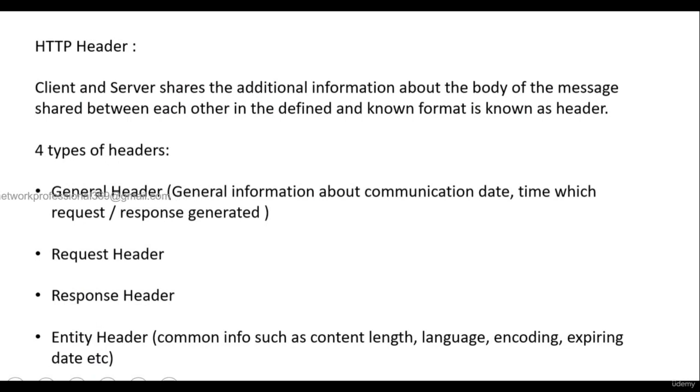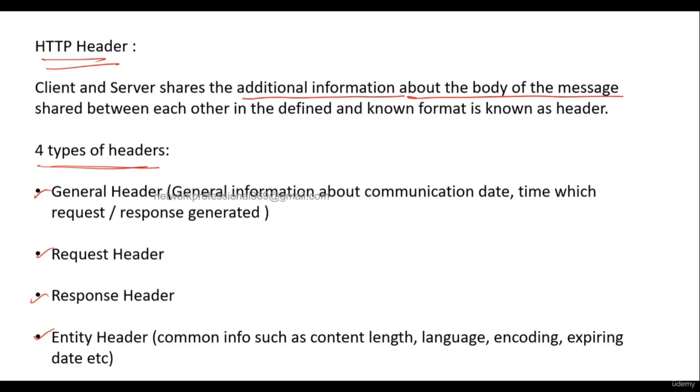So the next one is the HTTP header. Basically we have discussed this already, right? It's a client-server architecture. So client and server share additional information about the body of the message during the transaction. So this is what a header means. It's additional information about the body of the message, the body of the content. This is what an HTTP header refers to, and there are four types of headers at a very high level: general header, request header, response header, and entity header.